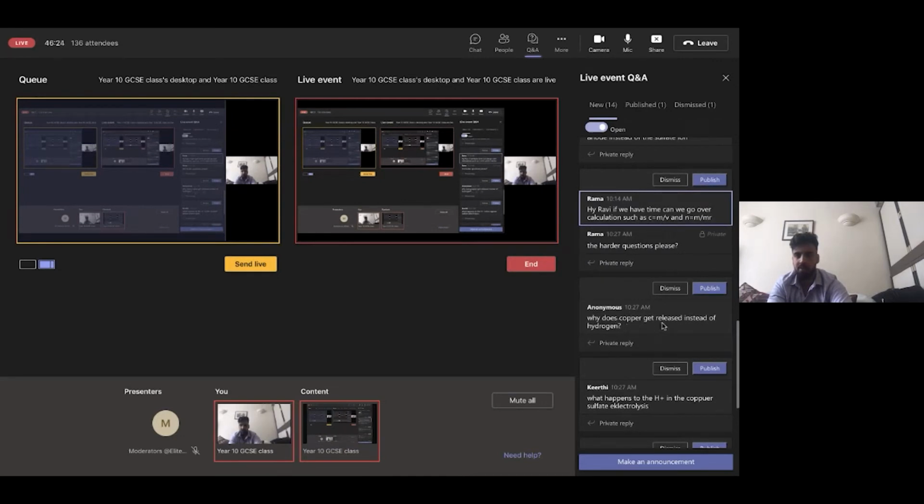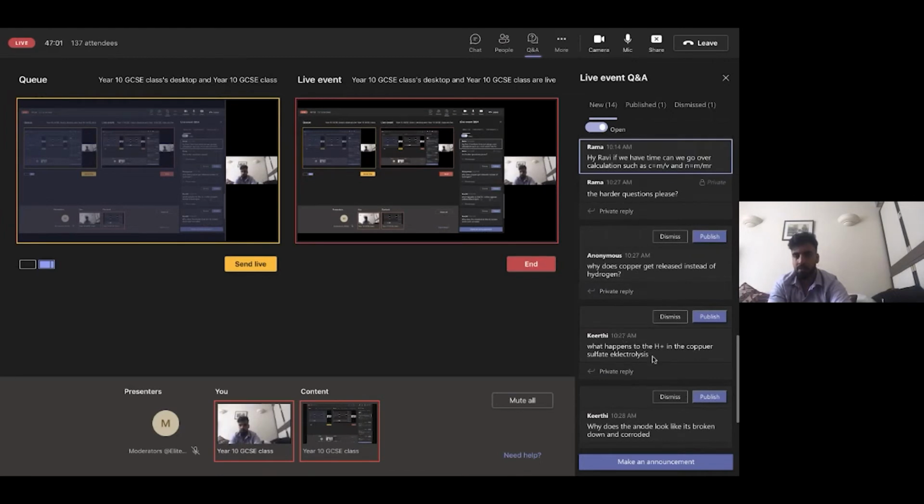Why does copper get released instead of hydrogen? Very good question. And we're going to get onto that. That's one of the rules that is coming up. But essentially, any metal that is less reactive than hydrogen is going to get released at the cathode. And the reason for that is the more reactive out of the metal or hydrogen is going to want to stay in solution, react with the other ions in solution. So because copper is less reactive than hydrogen, copper is lower down than hydrogen in the reactivity series, it is going to get released at the cathode.